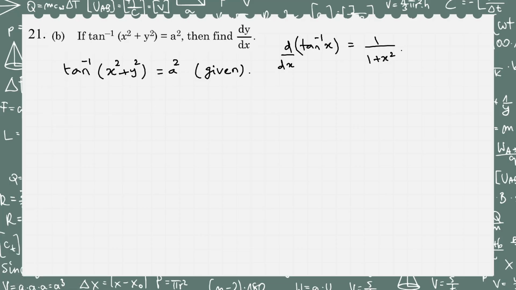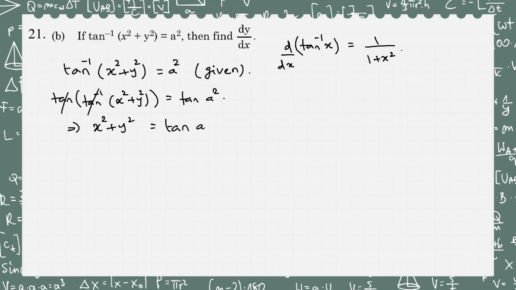We can apply tan on both sides of the given value. So tan of tan inverse of x square plus y square equals tan a square. So that implies x square plus y square equals tan a square, because tan and tan inverse cancel each other. Now we can differentiate it nicely with respect to x.